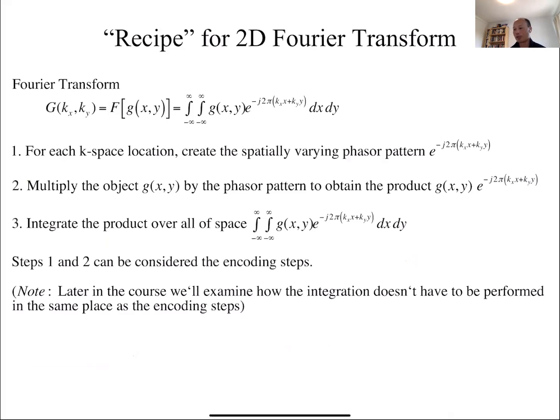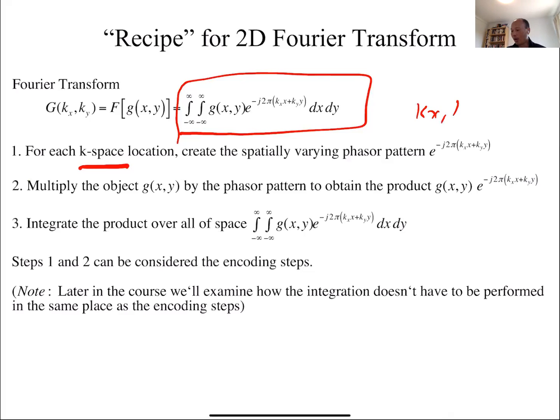So here's the recipe for doing a 2D Fourier transform. For each k-space location, so this is what we're trying to do, right? We're trying to implement this equation, which is just math. Remarkably, MRI actually implements this mathematical equation in the real world. So for each k-space location, given some kx and ky, we can create a spatially varying phasor pattern just by using the gradients.